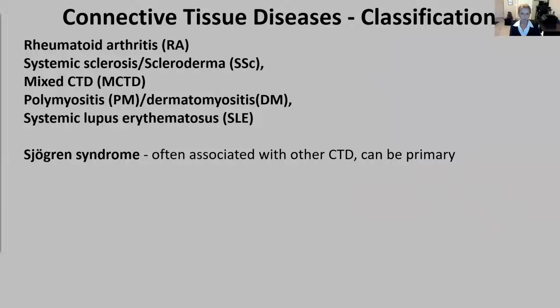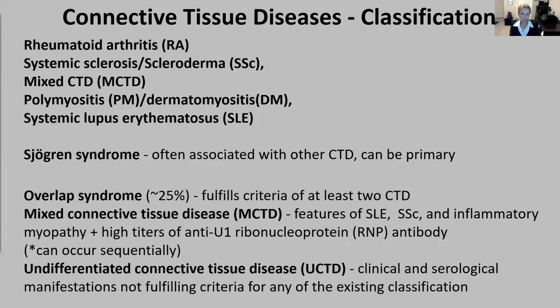These are the most commonly seen connective tissue diseases in our practice. However, about 25% of patients fulfill criteria for more than one disease, and this is called overlap syndrome. Mixed connective tissue disease has features of SLE, scleroderma, and inflammatory myopathy, as well as high titers of RNP antibodies. These findings can occur sequentially.